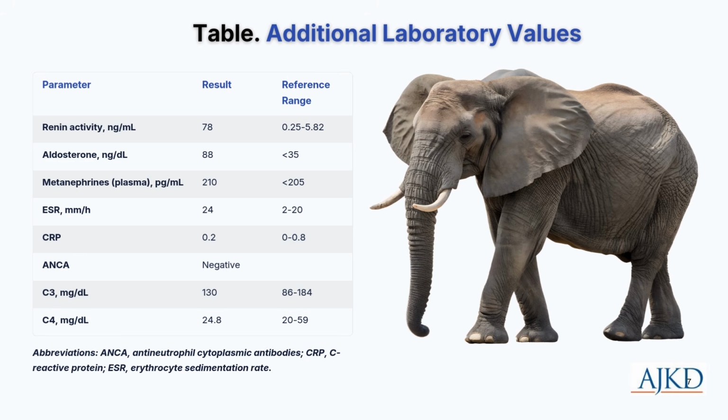The rest of the labs don't point toward an inflammatory or autoimmune process, which helps to narrow the focus. That's why this table is so important, not for what it shows, but for what it quietly rules out. And that lets us keep our attention on the real elephant walking across our diagnostic pathway.